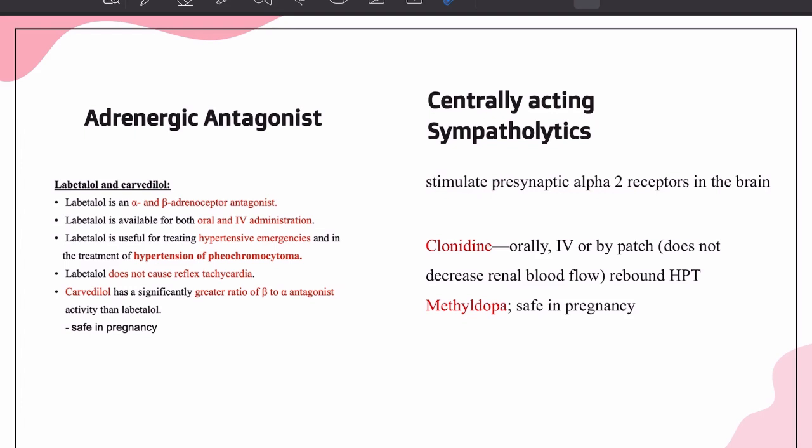Now, centrally acting sympatholytics, which is clonidine, essentially stimulates the presynaptic alpha-2 receptors, ultimately lowering the peripheral resistance and lowering blood pressure. But similar to your beta blockers, if stopped, it can cause rebound hypertension. And remember, methyldopa is safe in pregnancy.